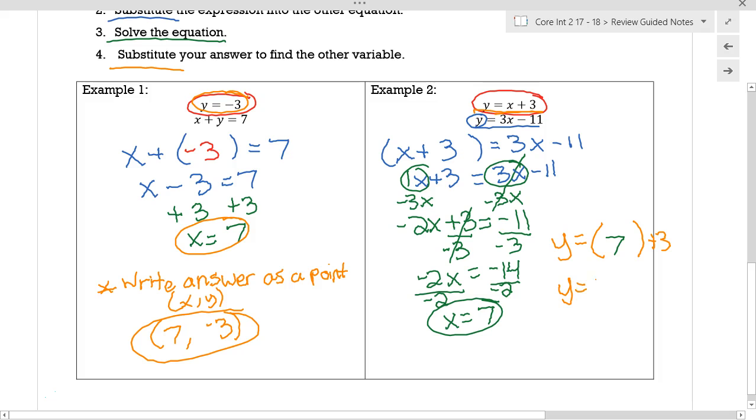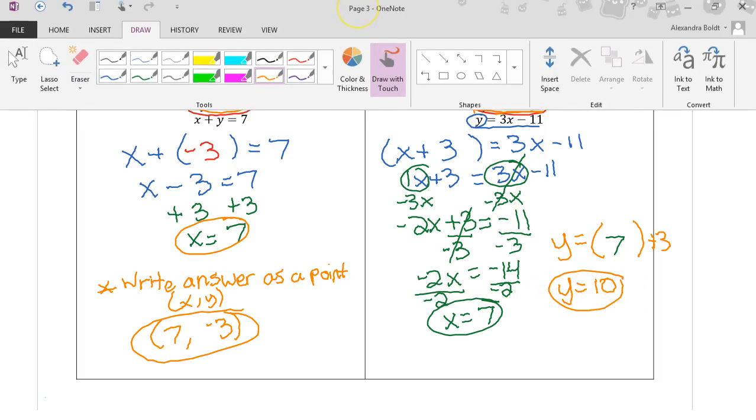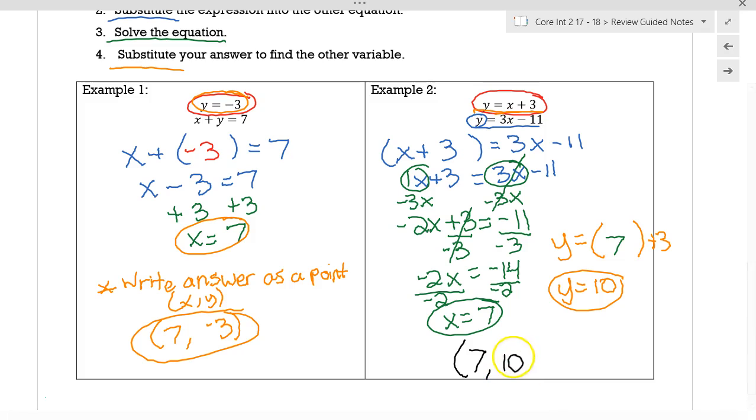7 plus 3 is... And again, this is great to know: x equals 7 and y equals 10, so we always write our final answer as a point. The point 7, 10. All right, we're going to go on to our next example, which is on the next page.